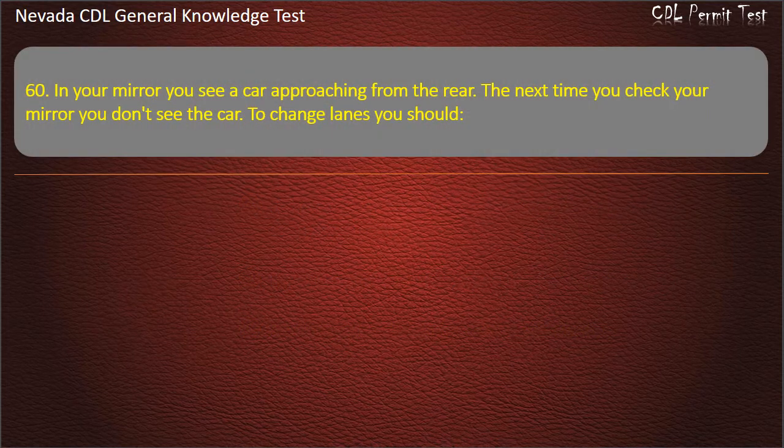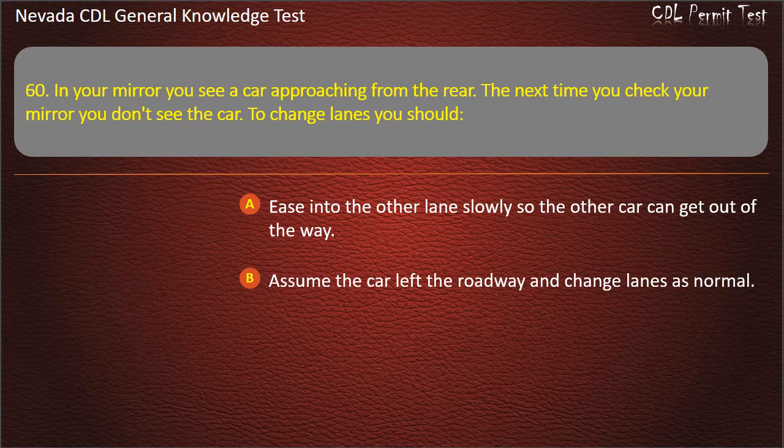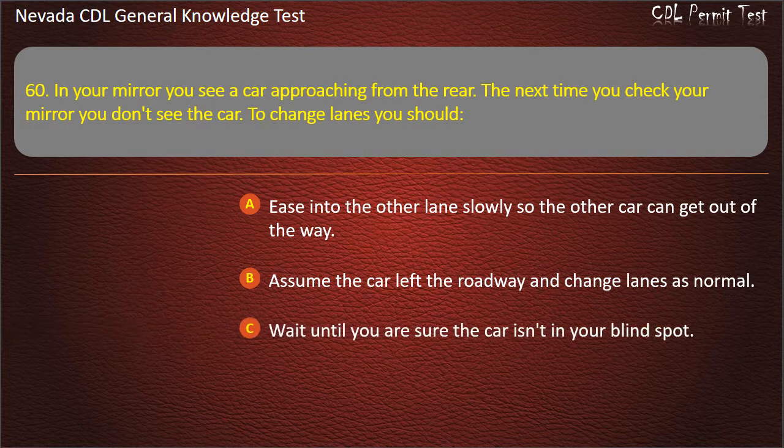Question 60. In your mirror you see a car approaching from the rear. The next time you check your mirror you don't see the car. To change lanes you should ease into the other lane slowly so the other car can get out of the way. Assume the car left the roadway and change lanes as normal. Wait until you are sure the car isn't in your blind spot. Answer. Wait until you are sure the car isn't in your blind spot.